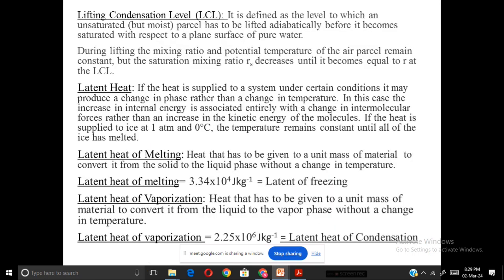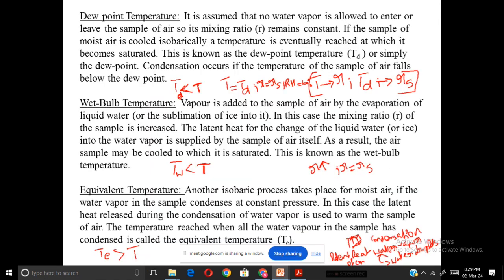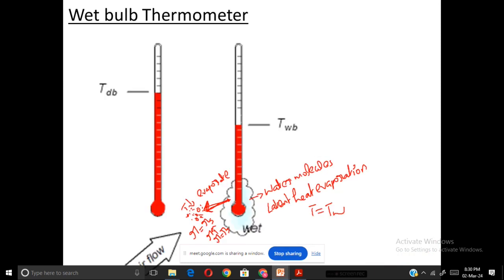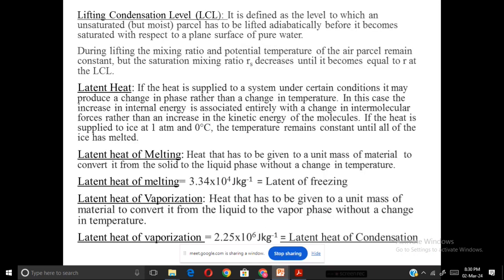I hope all these temperatures are clear. All these are new terms. Just get an idea and be familiar with the terms. What are these different types of temperatures? I think till now we have learned five different temperatures: virtual temperature, potential temperature, dew point temperature, wet bulb temperature, and equivalent temperature.